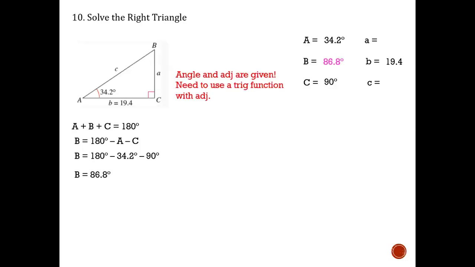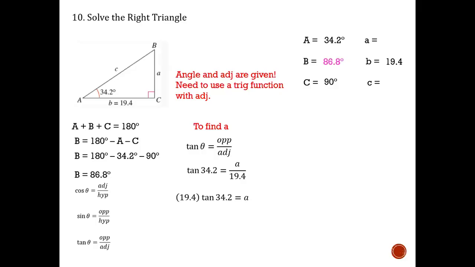There are several ways of doing these. What I'm going to do is use my trigonometric functions to find these other values. Okay, so let's find A. I'm going to use tangent of theta, which is opposite over adjacent. I know the angle theta, which is 34.2 degrees. A is what I'm trying to solve for, but I know the adjacent, which is 19.4. So I'm just going to multiply 19.4 on both sides to get A, plug this into my calculator, and I get an estimation of 13.2. Okay, so A is 13.2.